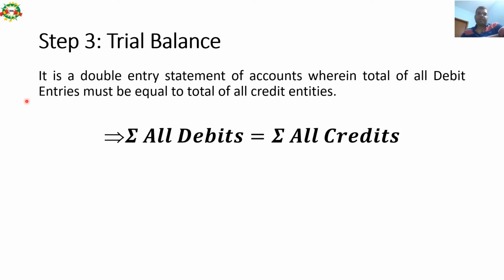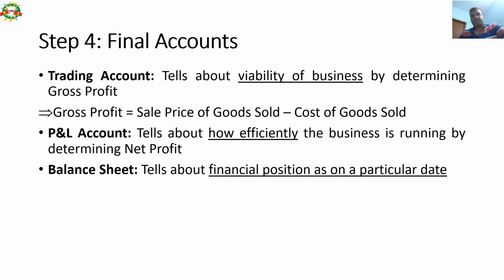Third step is trial balance. So it is a double entry statement of accounts wherein the total of all debit entries must be equal to the total of all credit entries. That means all debits must be equal to all credits. So this is a trial balance. And then the fourth step is final accounts, into which trading account, P&L account, and balance sheet.